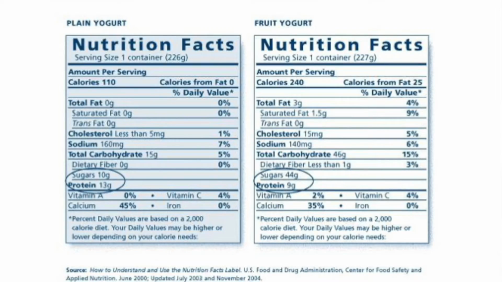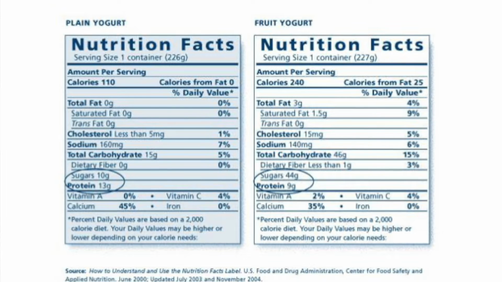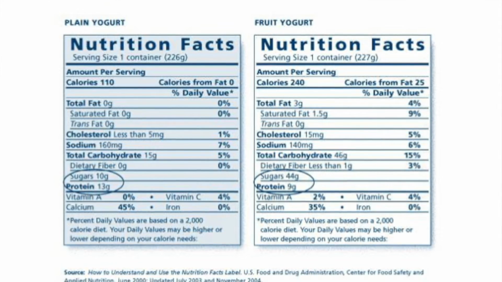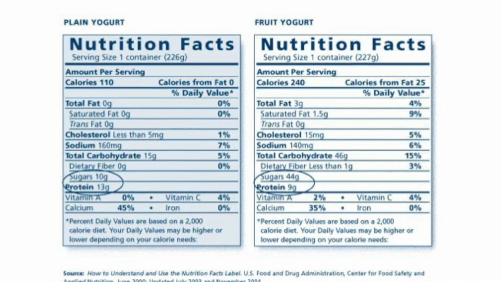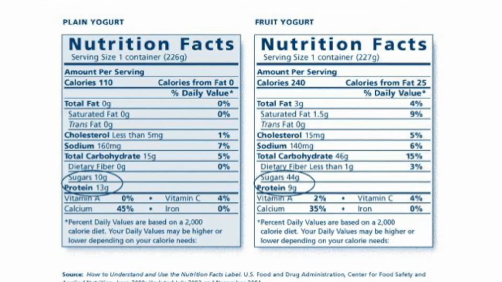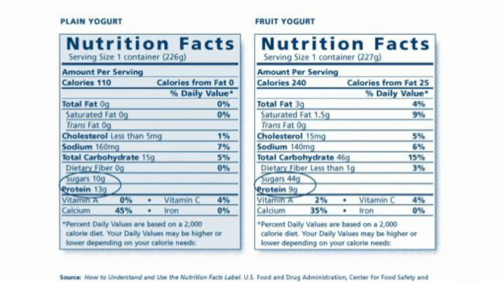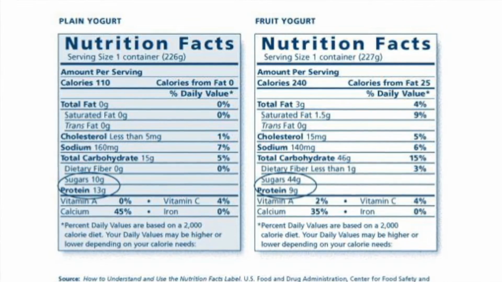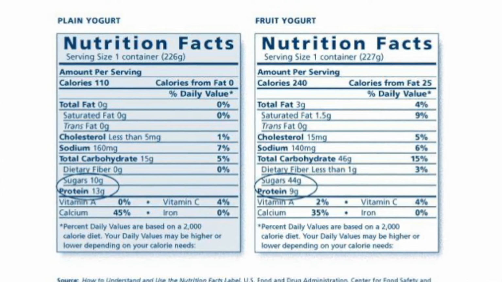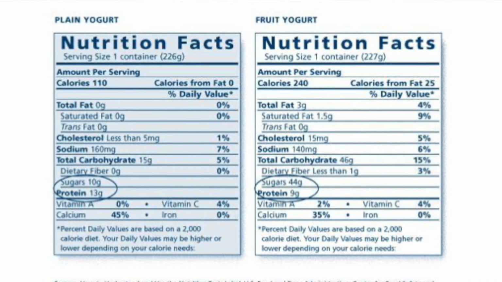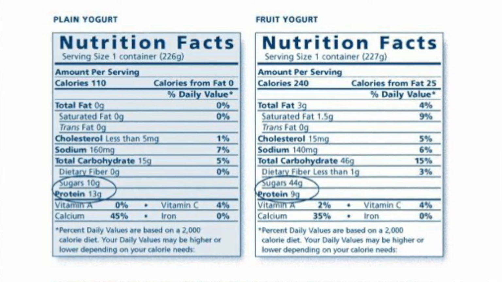So as we move down the label, we can see that the saturated fat for the plain yogurt is 0 grams, and in the fruited yogurt, the saturated fat is 1.5 grams. Now, the biggest difference that we can see here is the total amount of carbohydrate. The plain yogurt for every serving contains 15 grams, and the fruited yogurt contains 46 grams. The sugar is probably the biggest difference. So we have 10 grams of sugar for the plain yogurt and 44 grams of sugar for the fruited yogurt.